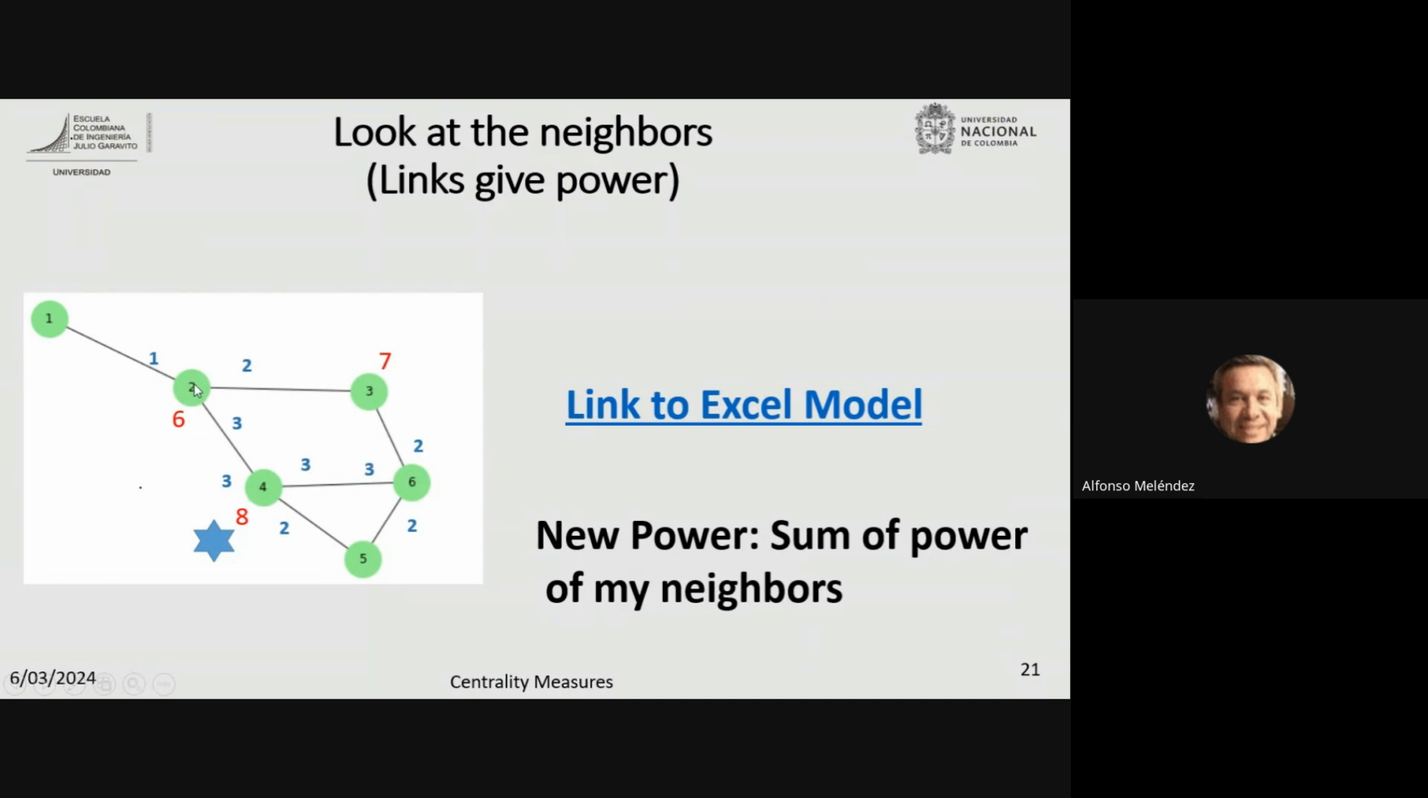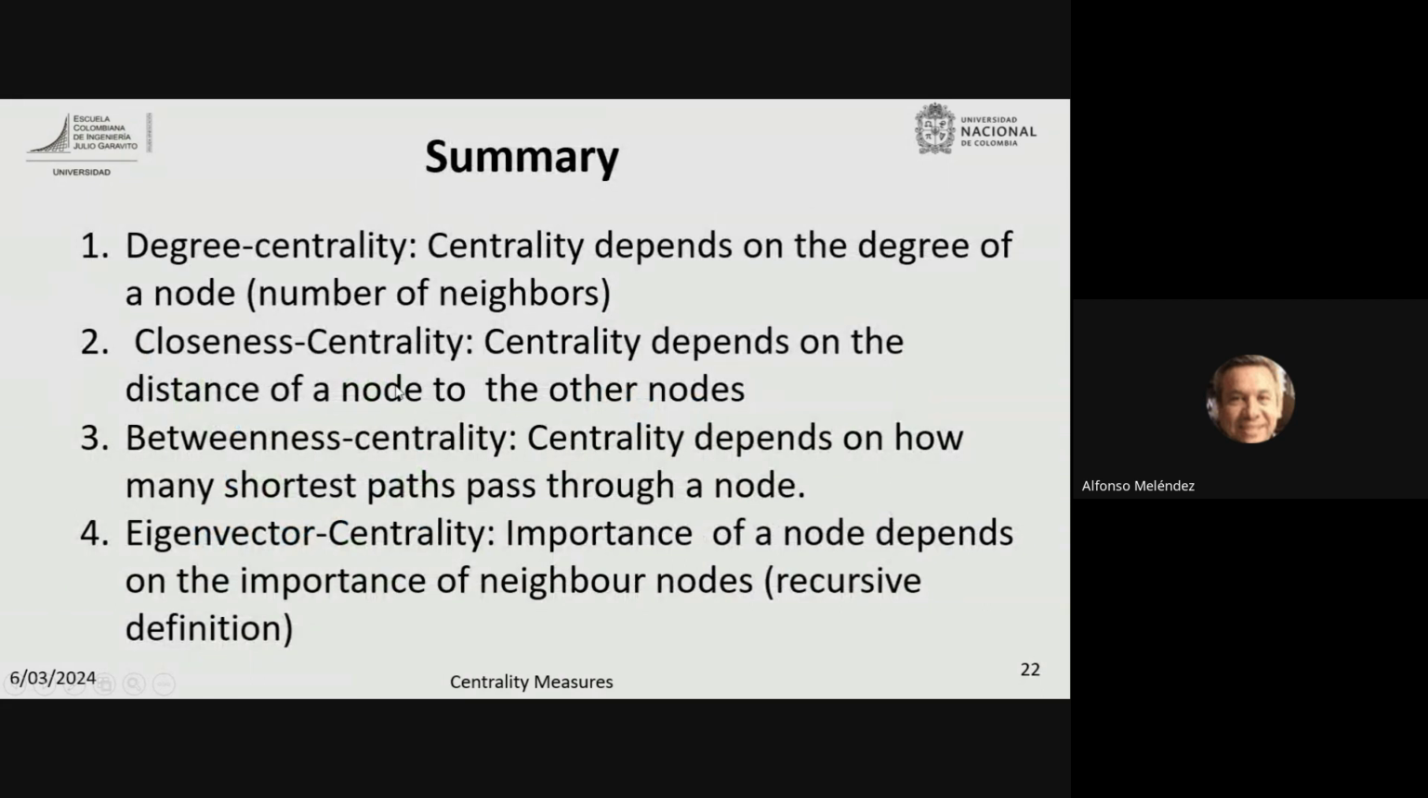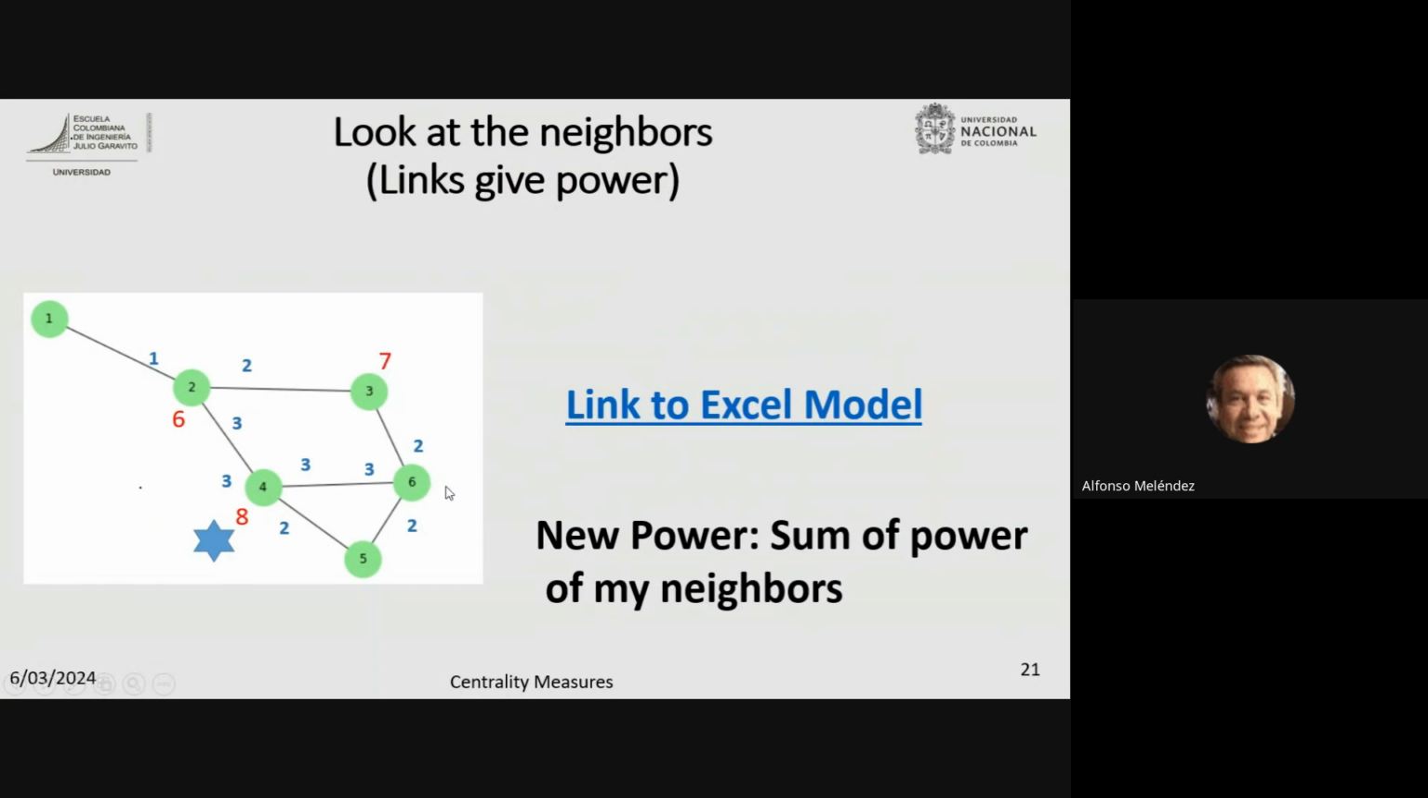In 6 it is 7, and in 2 it is 6. Okay? I guess this 7 is down here. I don't know if it is clear. If I sum the power of the neighbors of 4, the power is 8, if I see power as the degree. But here it is 7 and here it is 6. Is it clear? So the new power of 4 is the sum of the power of the neighbors. So eigenvector centrality is based on the idea that the importance of the node depends on the importance of the neighbors. It's a recursive definition because the power of the neighbors depends on what? On the power of the neighbors, okay? And so on.